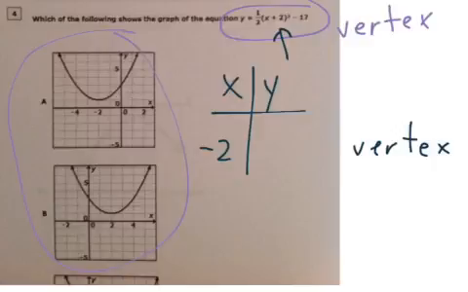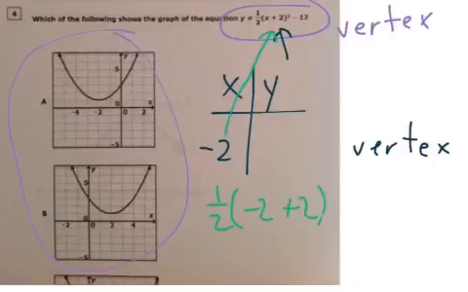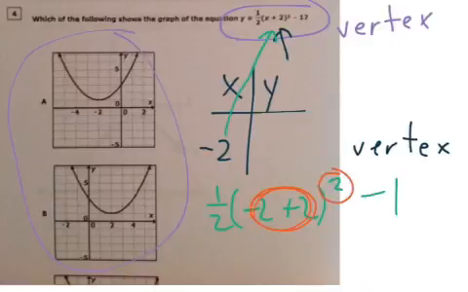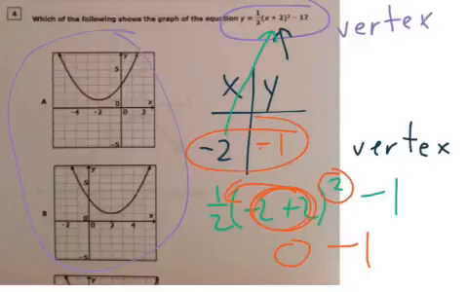So if we plug in negative 2, follow the green. If we plug in negative 2 right there, wouldn't we have 1/2 times (negative 2 plus 2) squared minus 1? And this part, of course, is 0. And with the square, it's still 0. And then when I times it with 1/2, it's still 0 minus 1. So isn't y got to be negative 1? Guys, we have our vertex, right? Negative 2, negative 1.